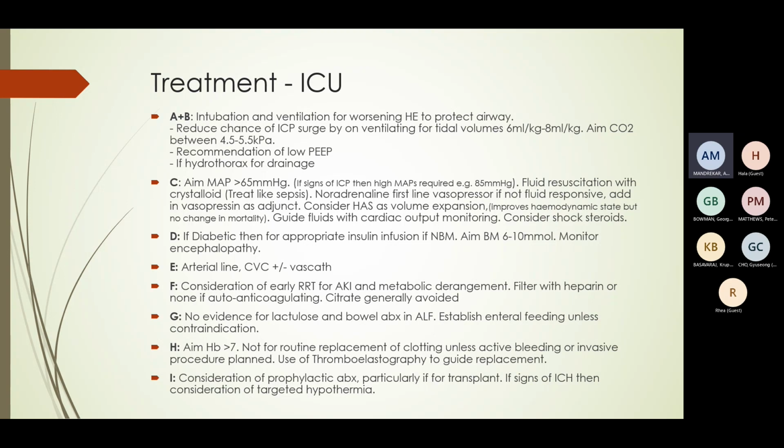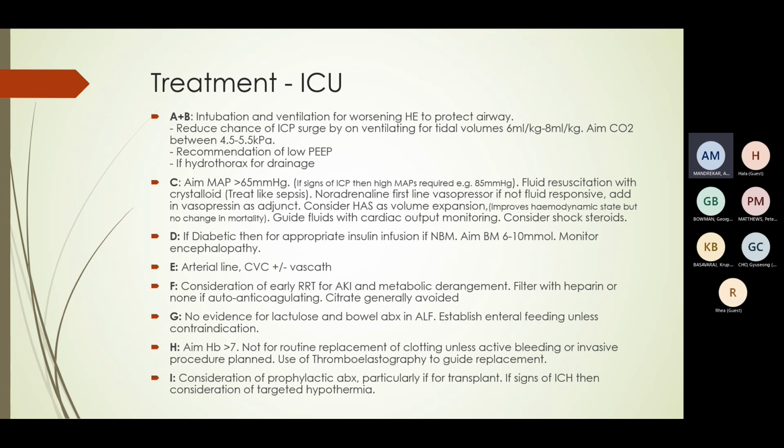Ideally, these people should have some kind of cardiac output monitoring, and shock steroids. I think if you're moving on to even things like vasopressin, they should also be on shock steroids. In terms of D, some of these people will be diabetic. Even if they're not, glycemic control is very challenging in these patients. So they should be started on an appropriate variable rate or fixed rate insulin infusion.